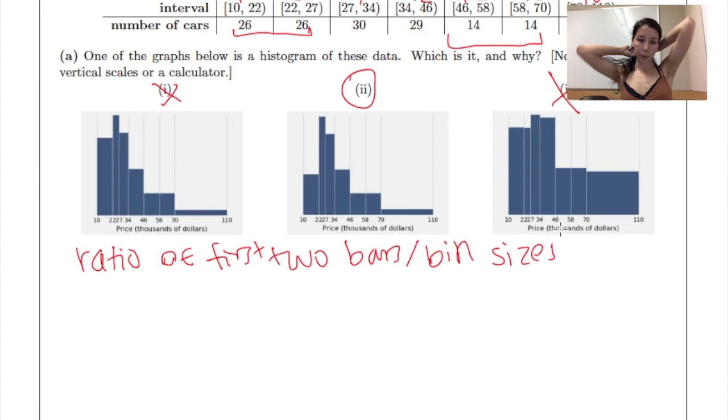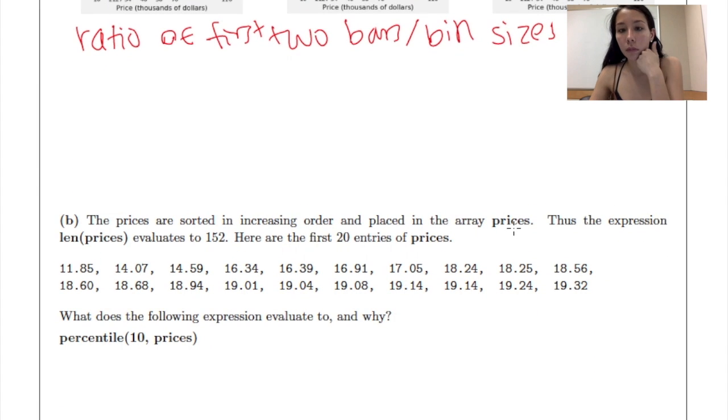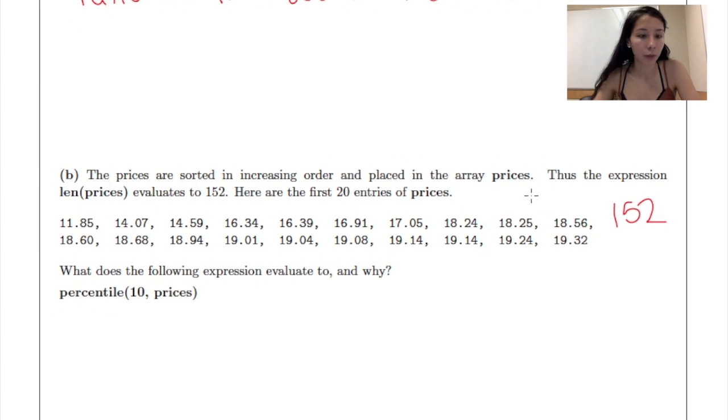Okay, now if we go to part B, it says, the prices are sorted in increasing order and placed in the array prices. Thus the expression length prices evaluates to 152, so there are 152 prices in this array. Here are the first 20 entries, and it's just a bunch of prices given to us. So it says, what does the following expression evaluate to and why? Percentile 10 prices. So it's going to be giving us whatever the smallest entry is that corresponds to at least 10%.